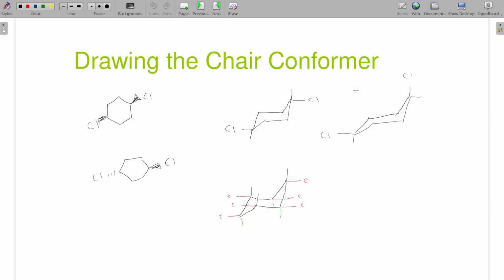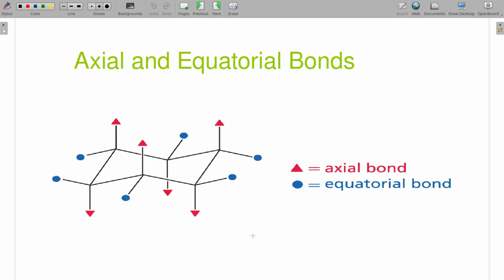And the axial ones are the ones that go up or down. And your book has a better drawing of those because they used math and a graphics program to draw it. But they're showing the equatorial and axial.